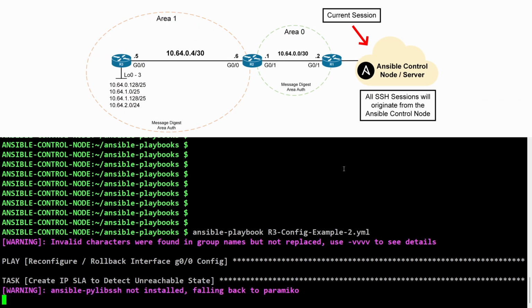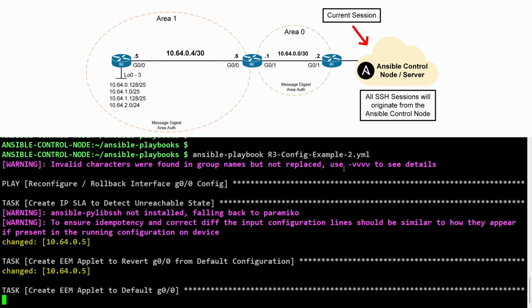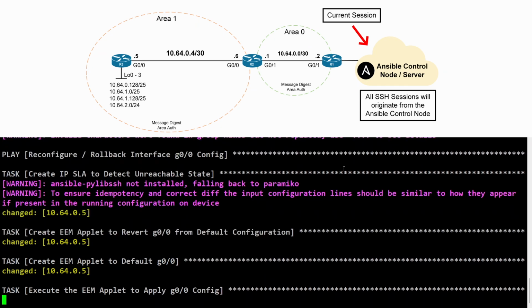Okay, now let's run our second playbook. Perfect, our IPSLA has been created and applied. Okay, now the EEM applet to revert has been applied, and the primary EEM applet that will be pushing our configuration has now been applied. Okay, we can actually see that our Ansible session has been frozen while trying to execute the EEM applet for the Gigabit Ethernet 0/0 default config. This is consistent with what we expected.